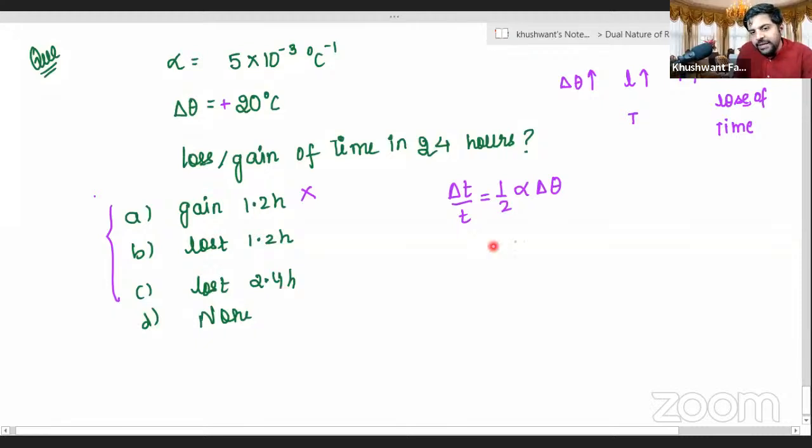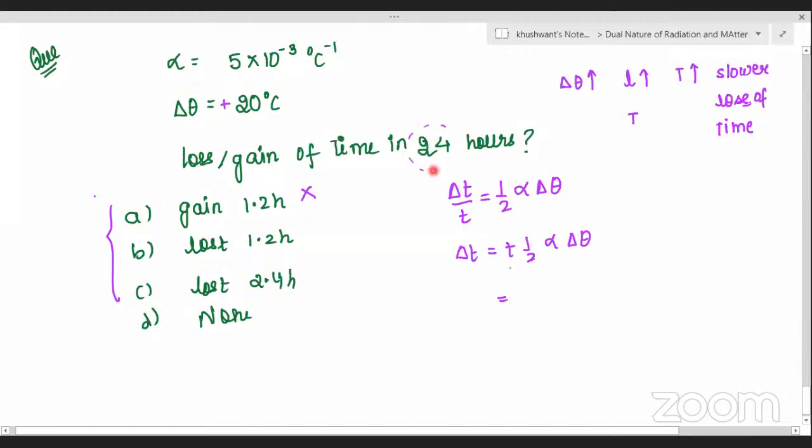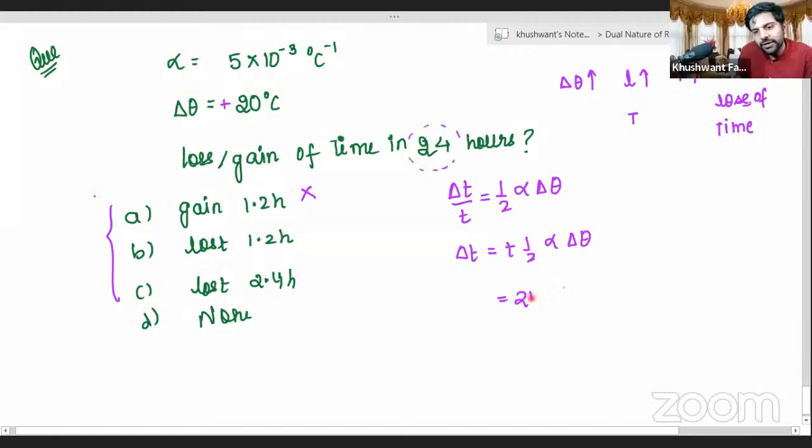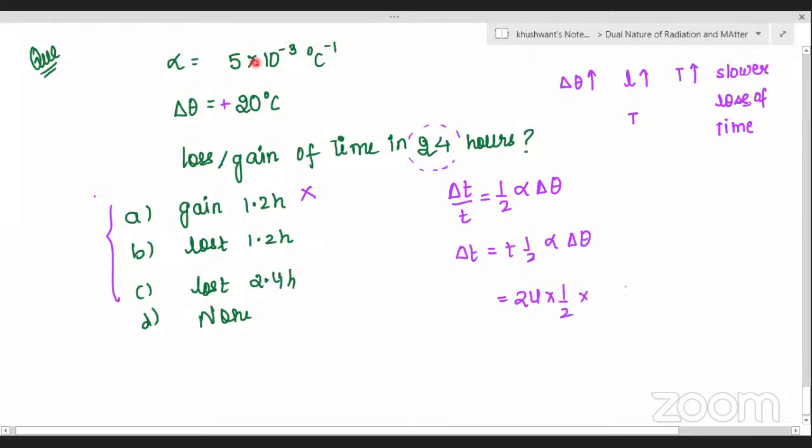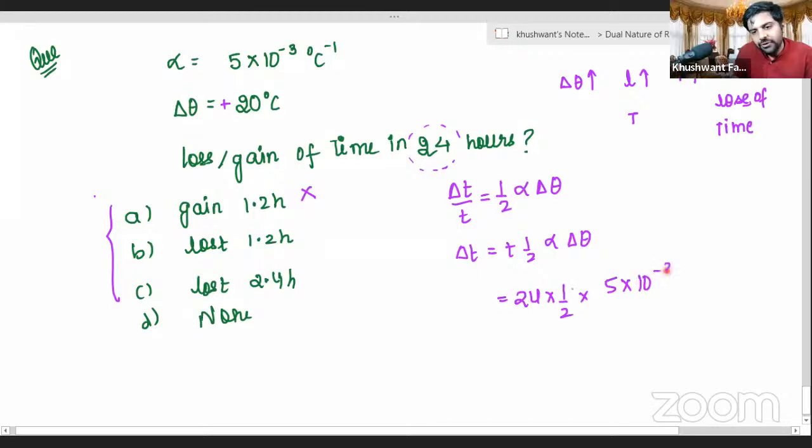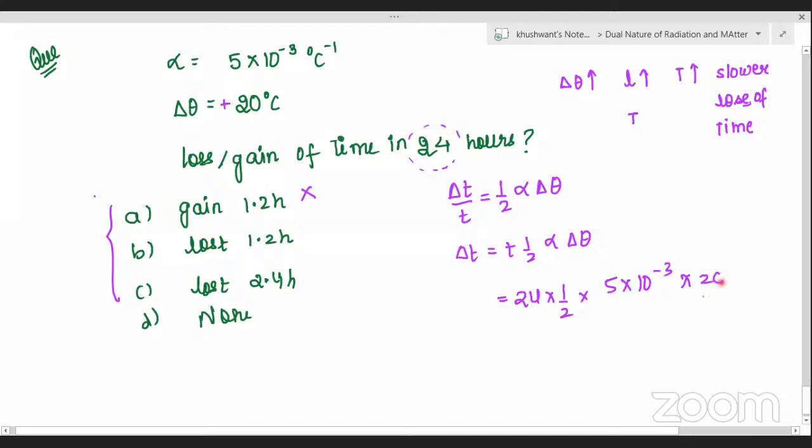Then next pointer, let's find out how many hours. So delta T will be T times half alpha delta theta. What is the total time that we have in hand? 24 hours. So instead of T, let's put 24 into 1 by 2. What is the alpha value given? 5 into 10 to the power minus 3. What is the change of temperature? 20 degrees. Let's put all of it here.